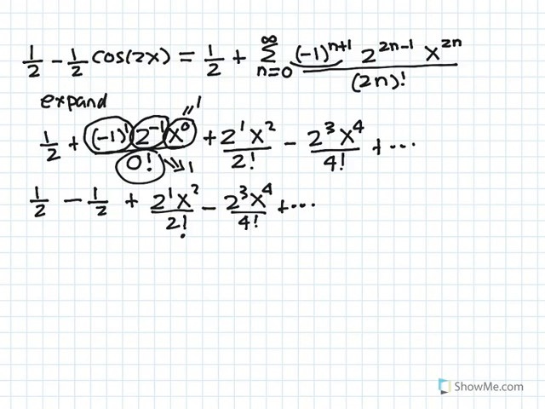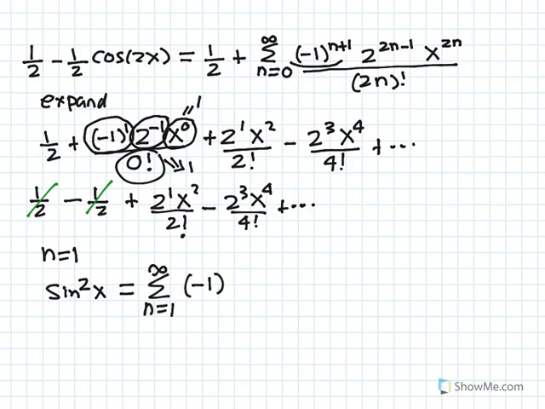But notice the 1/2 cancels out. 1/2 minus 1/2 cancels. So let's start the index at n equals 1, because the first term of the summation, which is -1/2, cancels out. So we can write the Maclaurin series of sin^2 x as the summation n equals 1 to infinity of (-1)^(n+1) times 2^(2n-1), x^(2n), divided by (2n)!.